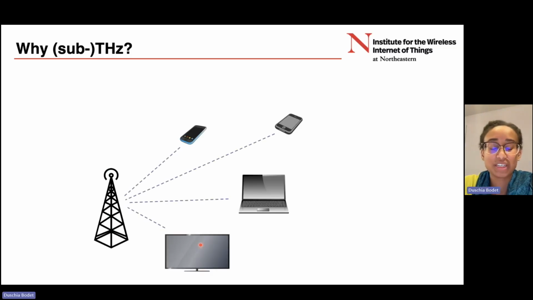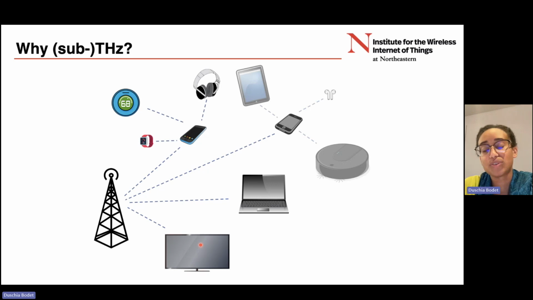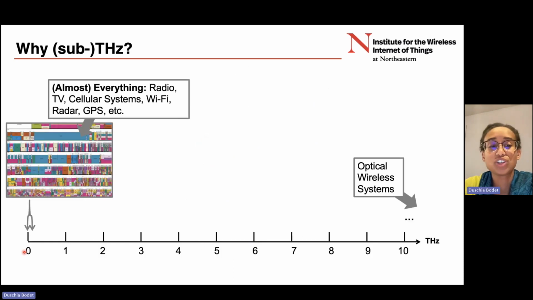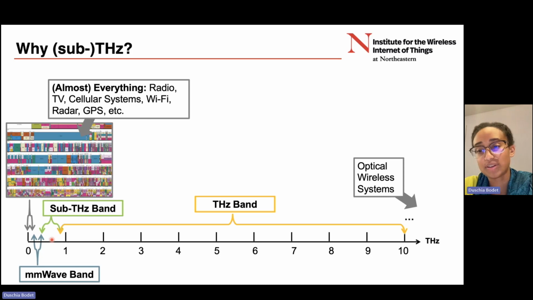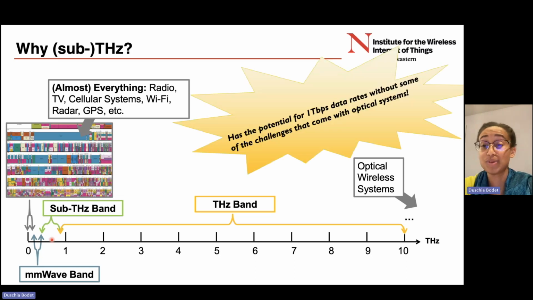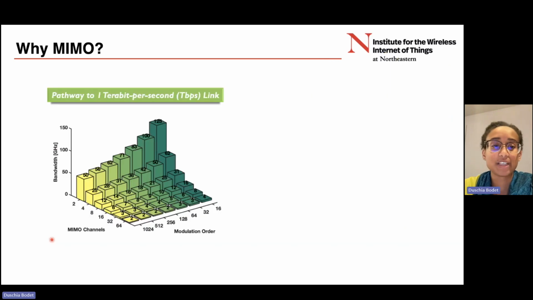Over the past several decades, there's been a steady increase in the number of devices that are connected wirelessly, and this increase has led to a lot of congestion in the lower frequency bands and a push to use higher frequency bands like millimeter wave, sub-terahertz, and the terahertz band for communications. The terahertz and sub-terahertz band are especially exciting because they have broad windows of available bandwidth that will enable data rates of up to 1 terabit per second links without some of the challenges that you would face going all the way up to optical systems.